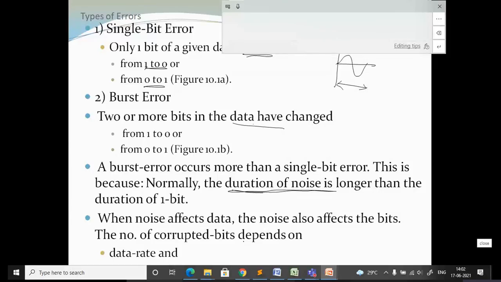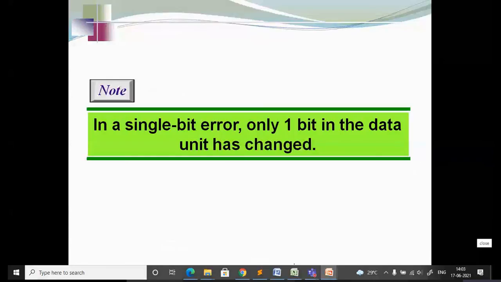So you just remember here: data rate and noise duration. How much data is corrupted depends on these. How fast the data is, what the data rate is, and what the noise duration is, accordingly you can tell the total number of bits corrupted. I don't have this in the slide, so I'll give one example of how many bits got corrupted.